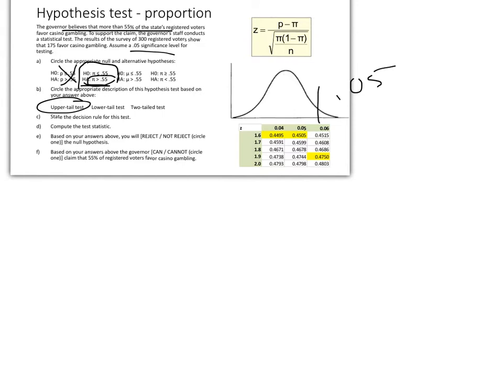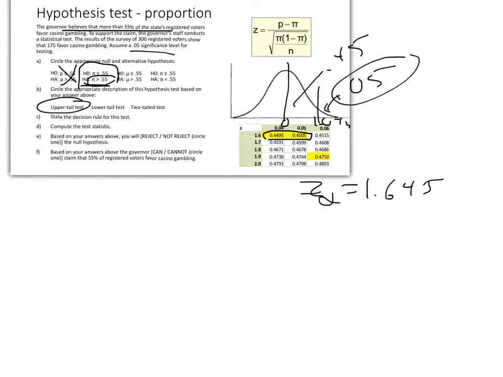Because we're using a proportion, we're using the standard normal based on the rules for that. So z of alpha is going to be 1.645, and I've just circled that. We're splitting the difference between these two, looking at the closest value to 0.45. From 0 to here is 1.645, and we've got 0.45 here.